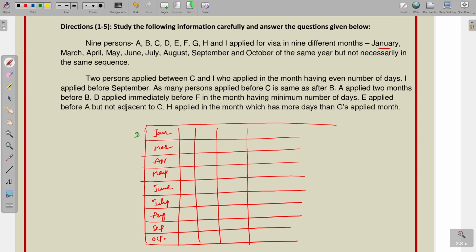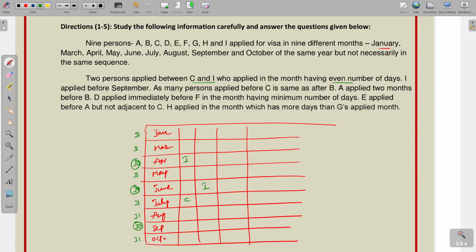So January has 31 days, March 31, April 30 and May 31, June 30, July 31, August 31, September 30 and October 31 days. So these are the number of days. Next, starting from 2 persons applied between C and I who applied in the month having even number of days. So I applied in the month having even number of days. So see, April I, and coming to C is placing here, and next it is the first possibility.